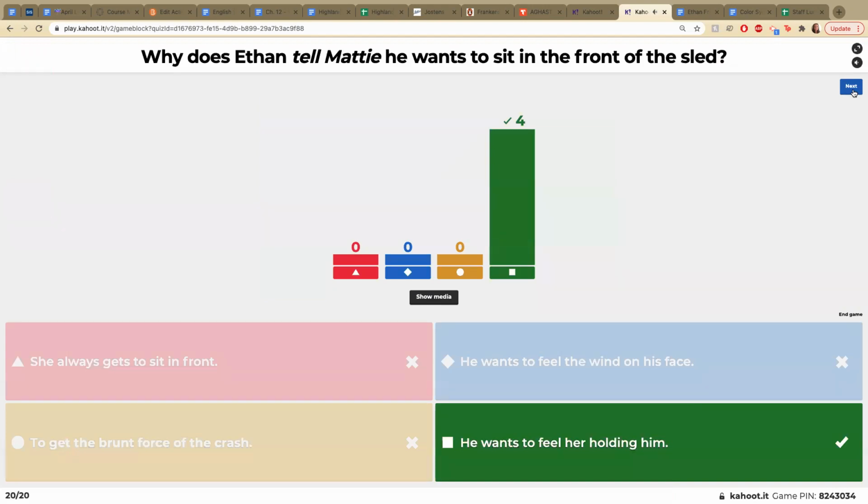Good. I was worried that might trip you guys up, because we know that the real reason he wants to sit in front is so that he gets the brunt force of the crash, but he tells her he wants to feel her holding him.